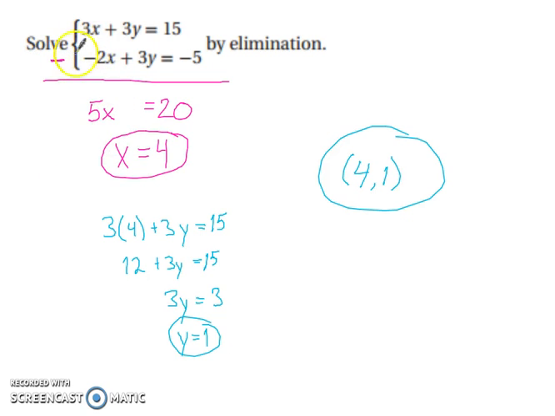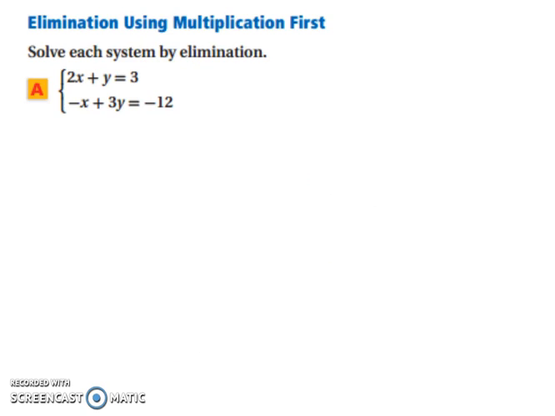So we will subtract both of our equations, leaving you with x equals 4. Substitute your x value back in, solve for y. And then you're left with your xy coordinate of 4, 1. Let's get a little trickier.